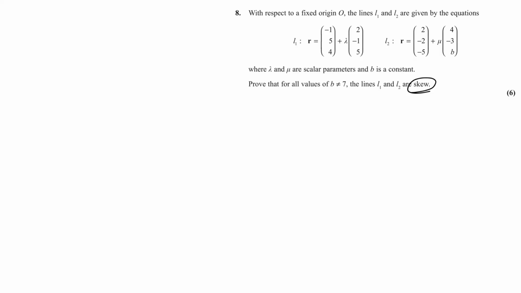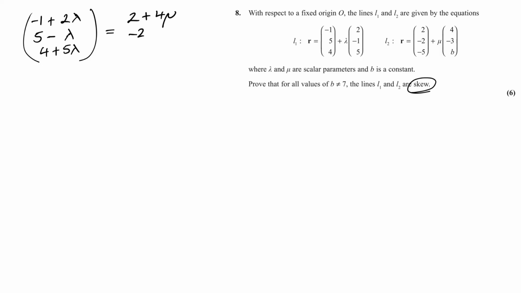So when we come to work on these, we need to essentially prove that 1, they are not parallel, and 2, they do not intersect. So let's write these equations out and make them equal, assuming they are going to intersect. So minus 1 plus 2 lambda, minus 1 lambda, 4 plus 5 lambda there. And that equals 2 plus 4 mu.